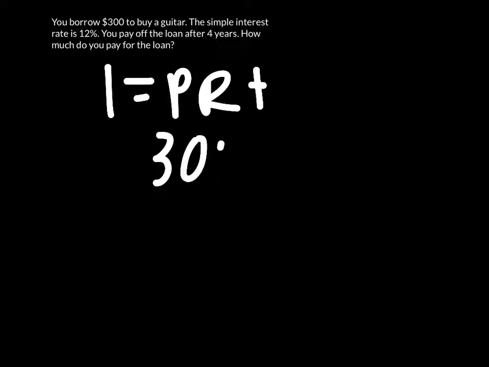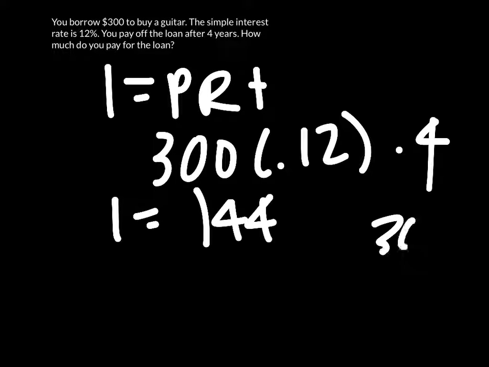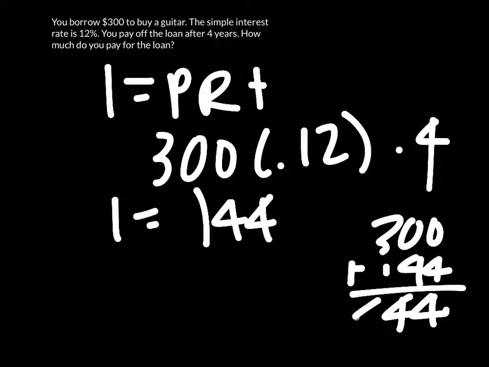Okay, so I equals PRT, our principal is 300, our rate is 0.12, time is 4, so 300 times 0.12 times 4 is 144, okay? Since we paid $300, $300 plus 144 is 444, okay? So that's how much you paid for the loan.